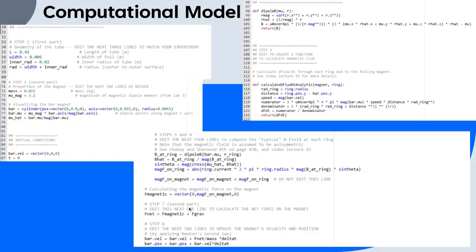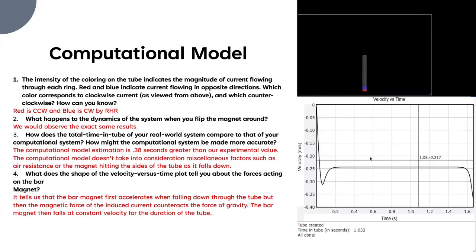And then we calculate the total magnetic force, which is the magnetic force on the magnet and the magnetic force on the ring. We then sum up the forces, adding magnetic force and gravitational force. We then create functions of the bar velocity and position using Newton's second law. So for our computation, this is what is produced when we run our program.